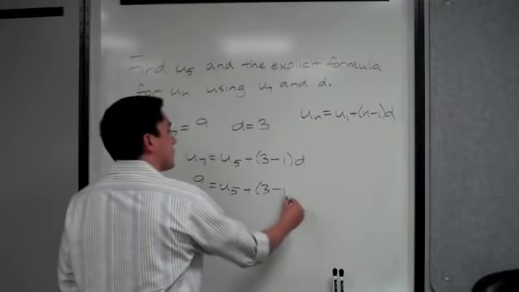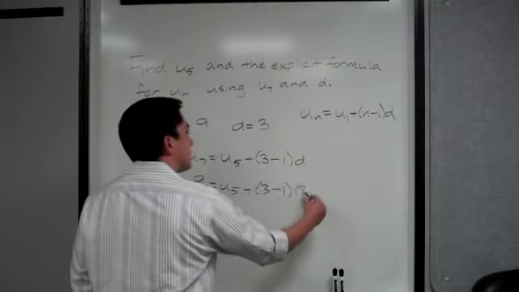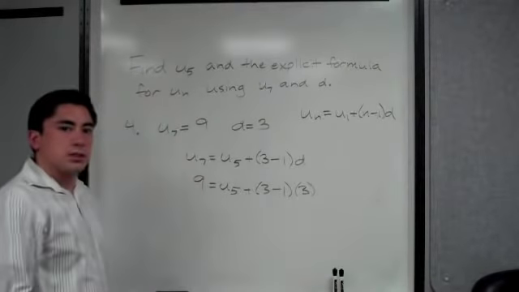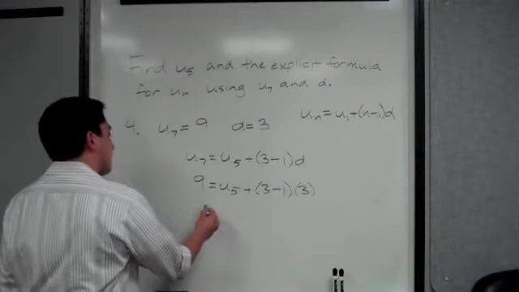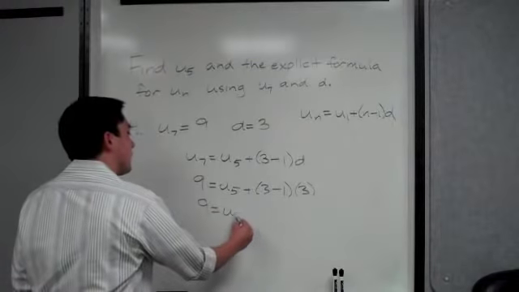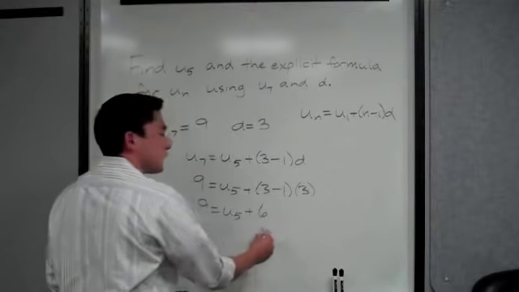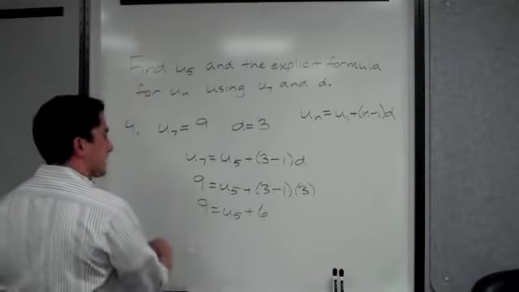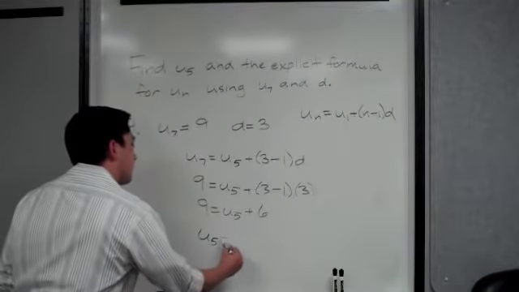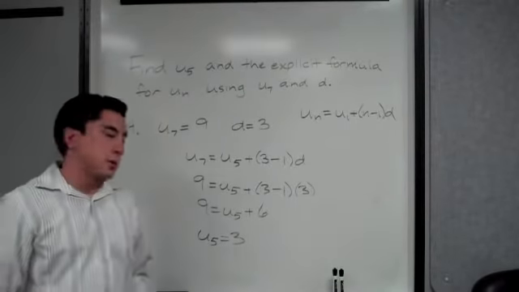We know we have 3 minus 1 times d. In this case, d is 3. Okay, so let's just do regular math here and we'll be good. 9 equals u sub 5 plus 3 minus 1, which is 2, times 3, which is 6. Subtract the 6. U sub 5 has to be equal to 3.